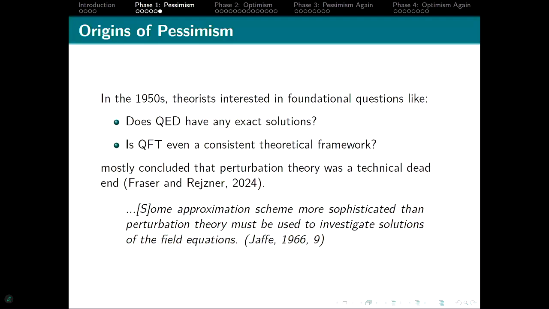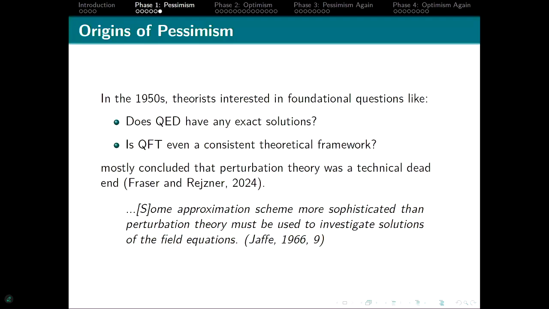So we want to know, does QED have exact solutions? Is quantum field theory even a consistent framework, or is there still some kind of inconsistency that people had worried about from the beginning since the ultraviolet divergence issue? And so you have people like Arthur Jaffe saying, well, let's read this quote. He writes a paper in '66 giving a more rigorous version of the Hurst and Thirring arguments and expanding them a bit.